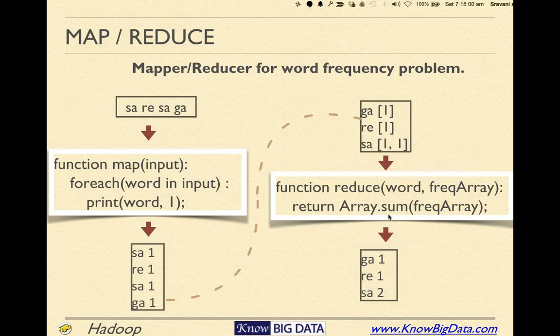Whatever values it receives for each key, it will do something. And in this example, it's going to do the summation of all the values for each key, which means the reduce function is going to be called once for each key, while our map function is going to be called once for each line.